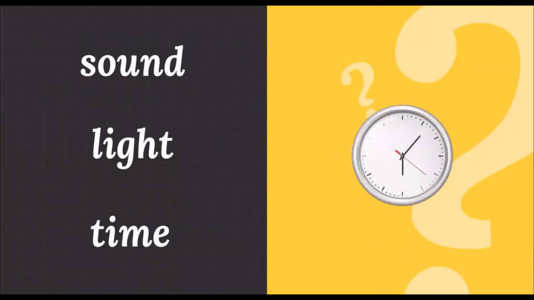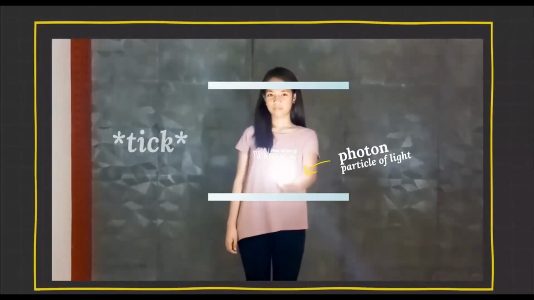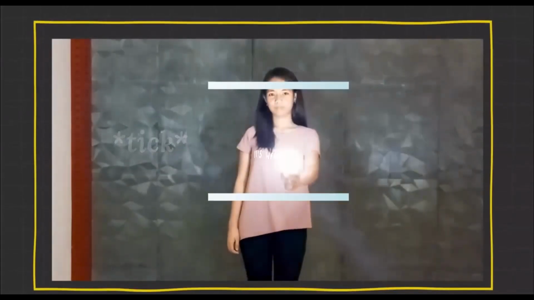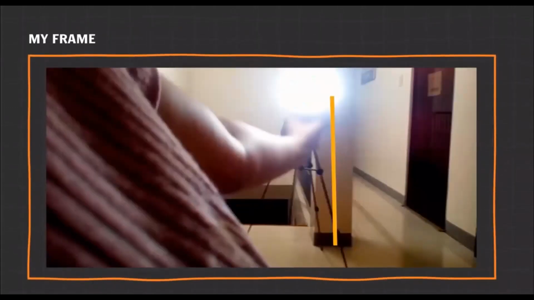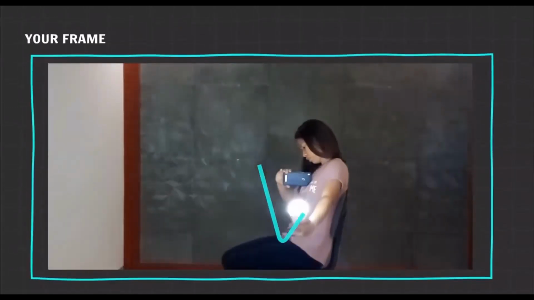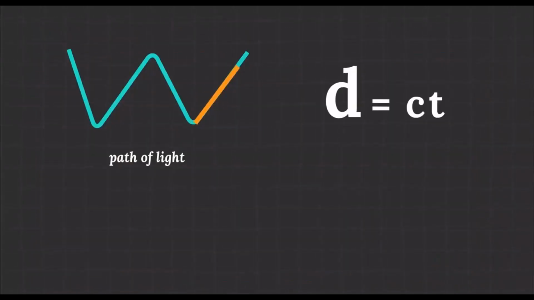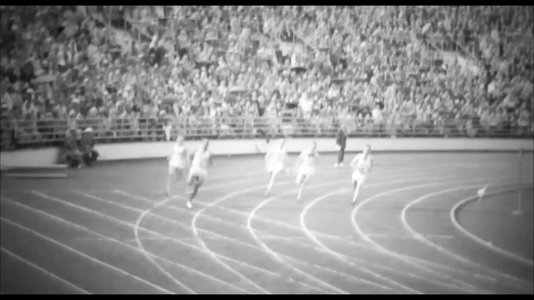Ever heard of time being relative? Consider a light clock with two mirrors and a photon bouncing between them. Every time the photon hits the bottom mirror, it's one tick of time. So when I start moving, I see it travel in vertical lines. But from your stationary frame, it travels in V's. Since the photon has to travel a longer distance and the speed of light is constant, each tick takes longer relative to you. So moving clocks run slower, and the faster you run, the slower your clock ticks.